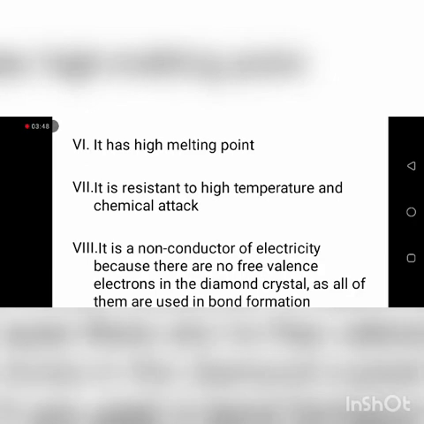Diamond has a high melting point because it is the hardest substance, and the bond between its atoms is a very strong covalent bond. You would expect it to have a very high melting point. The last property is that it is resistant to high temperature and chemical attack.